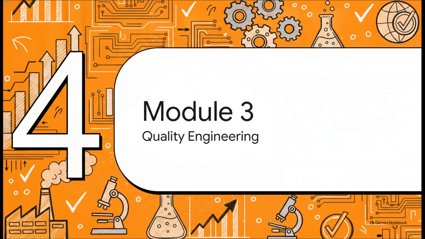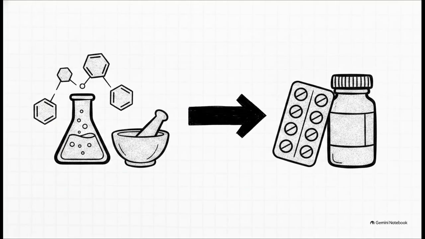Section 4, Module 3, Quality Engineering. Next up, we step onto our third floor. Module 3 holds the CMC data, that's chemistry, manufacturing, and controls. Basically, this is where you have to prove beyond a shadow of a doubt that you can manufacture this drug safely and consistently, and it's broken down into 2 main pillars.